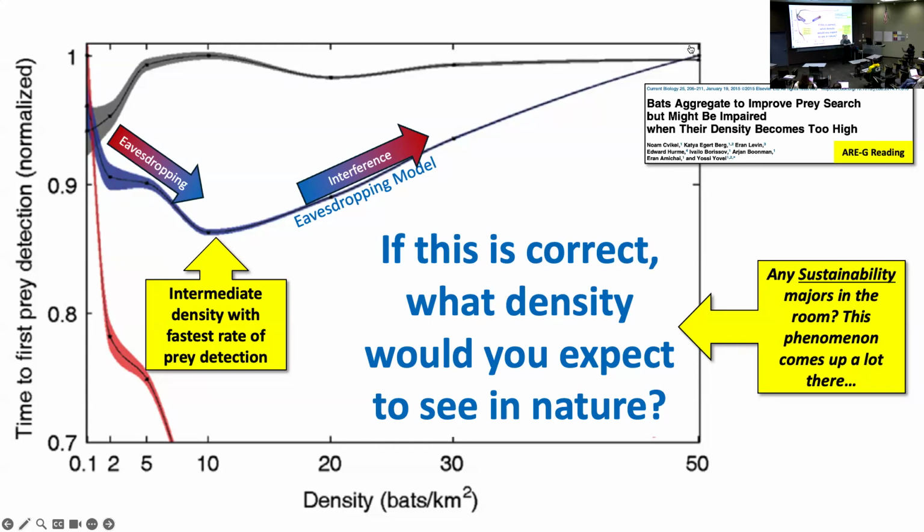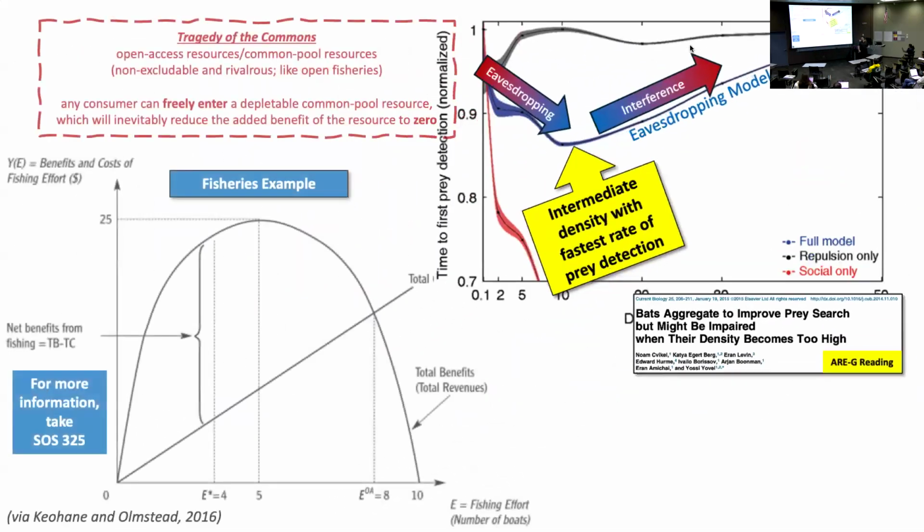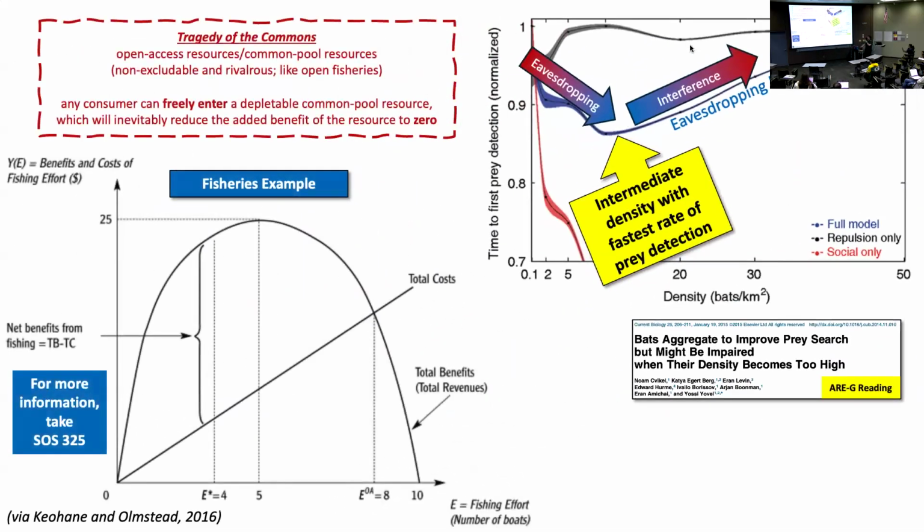So you've now ruined the resource because everyone individually was making a good choice to use a resource that's better than the alternative. But because everyone's doing that and there's no control of access to the resource and the resource is depletable, then the resource becomes just as good as the alternative and you lose the benefit. And we see the same thing happening in animal groups. So this is the example.